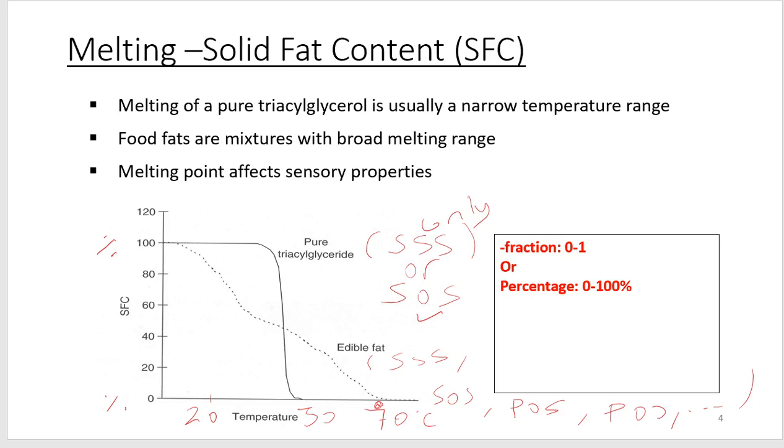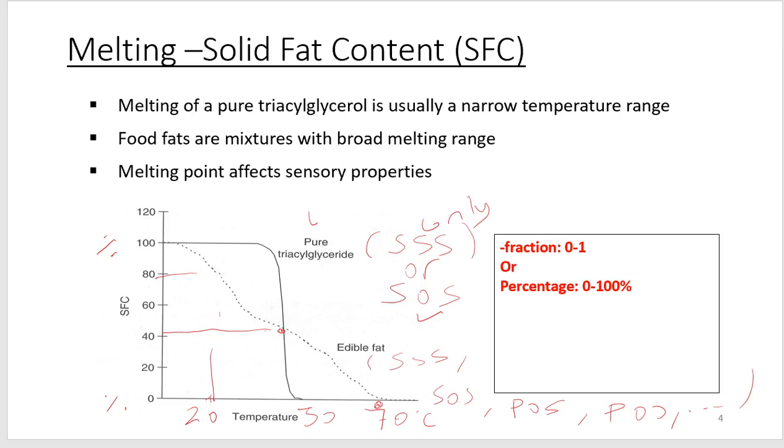So when we go to 50 degrees Celsius, the solid fat content is about 40%. So what does that mean? That means around 40% of that lipid is solid at 50 degrees Celsius. At 20 degrees Celsius, around 80% of that lipid is solid. So edible fats have a broad melting range. The physical state is changing in a broad range because it's a mixture of different triglycerides with different melting points.